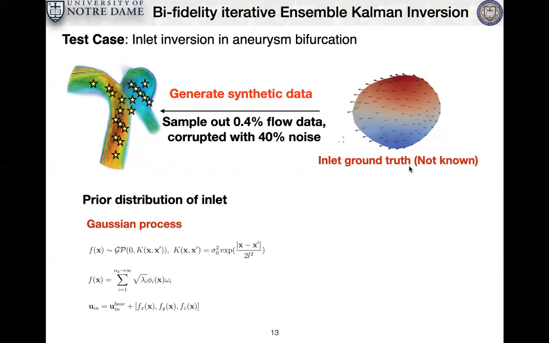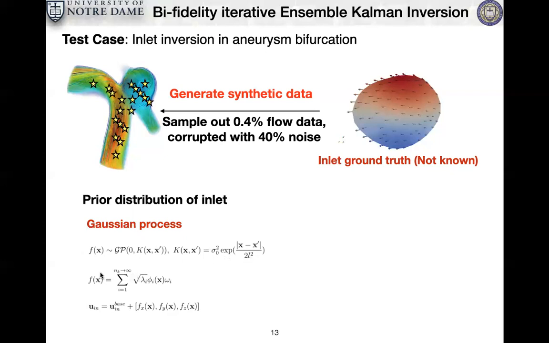To quantify the uncertainty using the Bayes rule, we have to provide a prior distribution of the inlet velocity profile. So here we use a Gaussian process. First of all, we have a certain deterministic inlet velocity profile, which is U inlet base, and then we perturb this base inlet profile, and we represent this uncertainty using the Gaussian process. It has a kernel function like this.